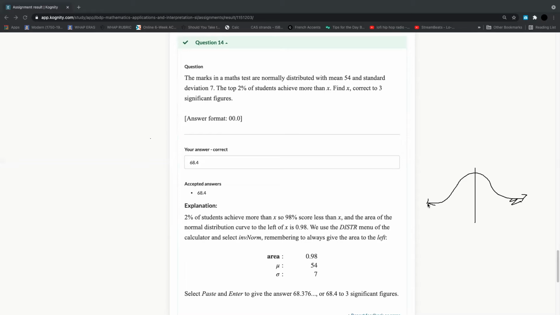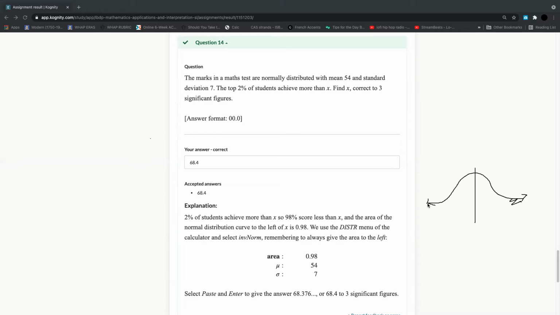So in this case, you want to take 2%, convert it to a decimal, and then subtract that from 1. So it would be 1 minus 0.02. So then you would get 0.98. So that would be your area.